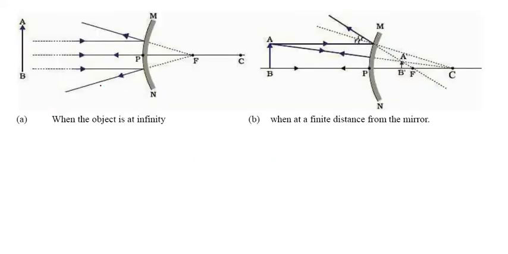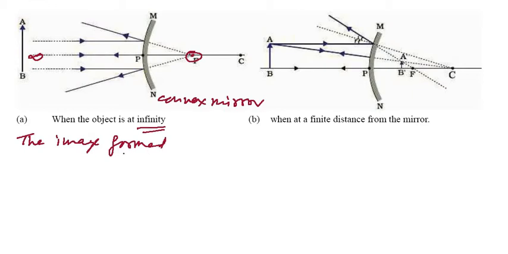Now come to the next one, that is the image formation by convex mirrors. You can see here a convex mirror. There are two possibilities. When the object is placed at infinity, the image forms at focus, it is very diminished, and the image is formed virtual, highly diminished.